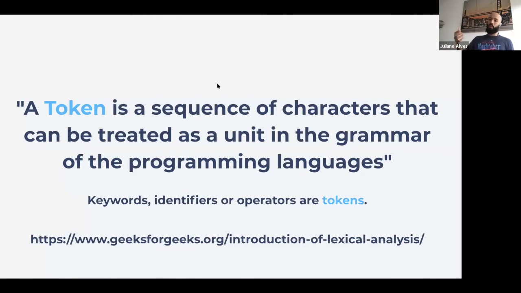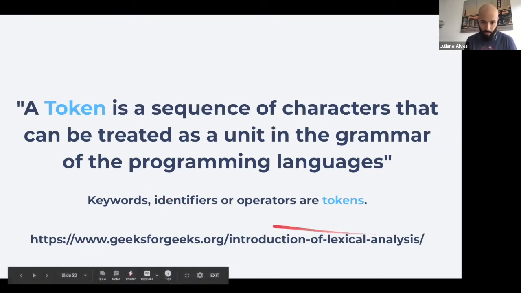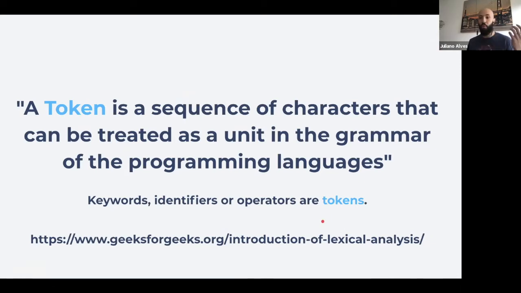A token is a sequence of characters that can be treated as a unit in the grammar of the programming language. Translating that to simple terms, a token is pretty much a sequence of characters which represent a unit of the source program, right? Let's say identifiers or operators, they are tokens. Keywords are tokens, right? You can have a look at this link here that explains it in a fairly simple, understandable way.